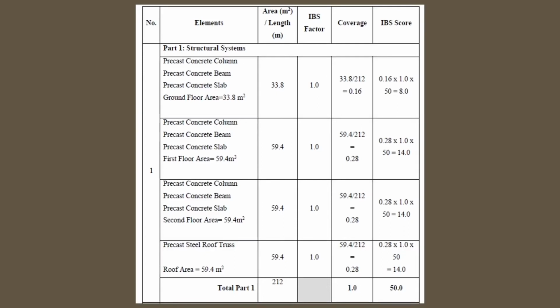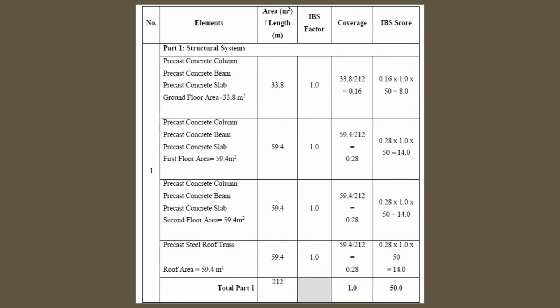For the first floor, the area is 59.4 meters square. It uses precast concrete column and precast concrete beam along with precast concrete slab. The IBS factor is 1.0, the coverage is 0.28, and the IBS score is 14.0. For the second floor, the area is 59.4 meters square and it uses precast concrete column along with precast concrete beam and precast concrete slab. The IBS factor is 1, the coverage is 0.28, and the IBS score is 14.